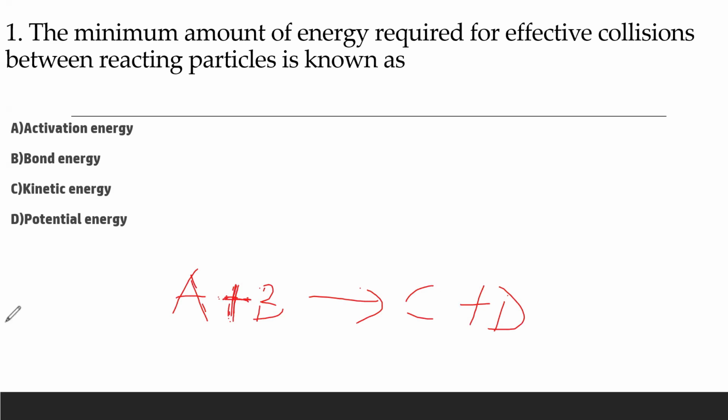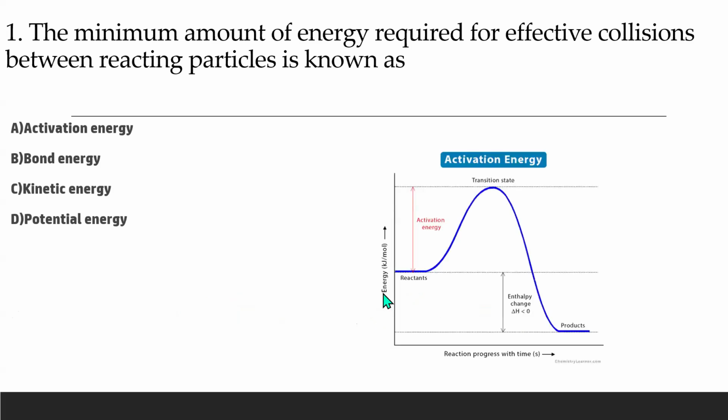So let's look at classically how this activation energy is represented. This is the reactant particles, and this is the activation energy, and this is the product. So before the reaction takes place, the reactant particles here must collide, and the collision must be perfectly elastic. As a result, a sufficient amount of energy will be produced in order to overcome the minimum amount of energy, which is activation energy. Therefore, the answer to this question is activation energy.